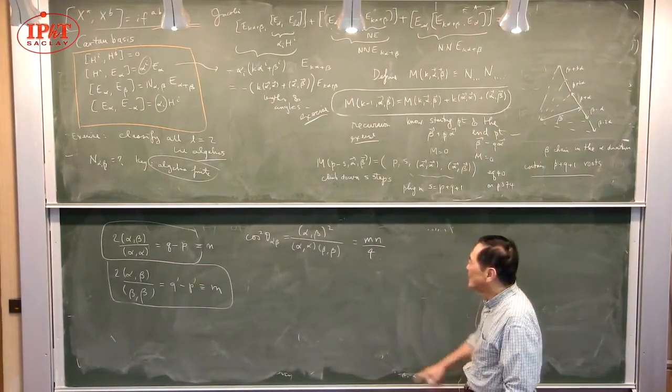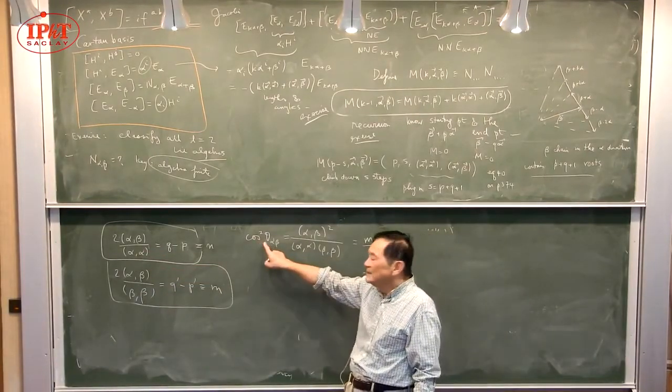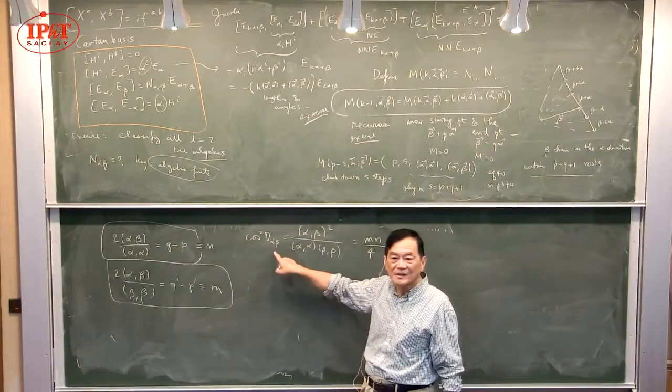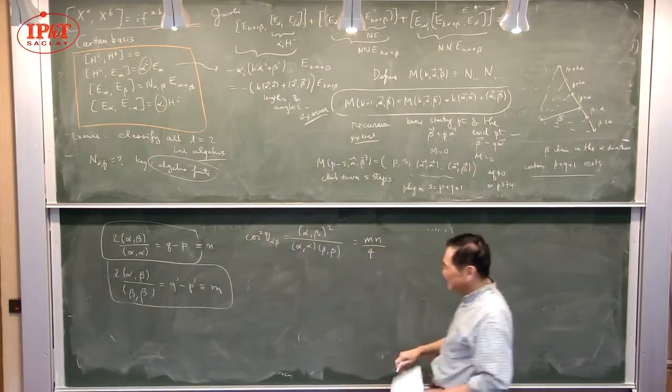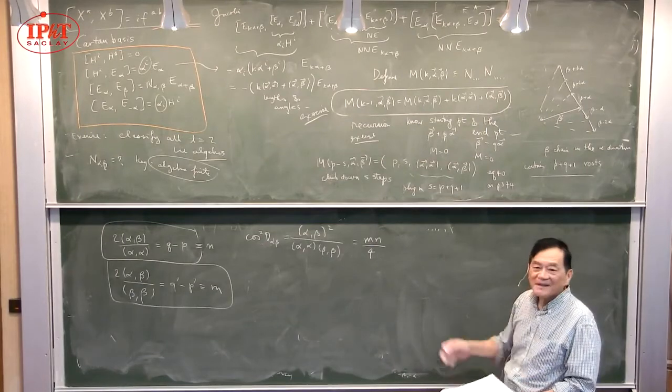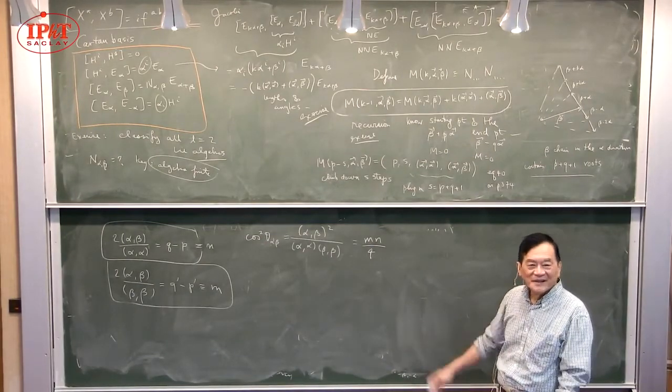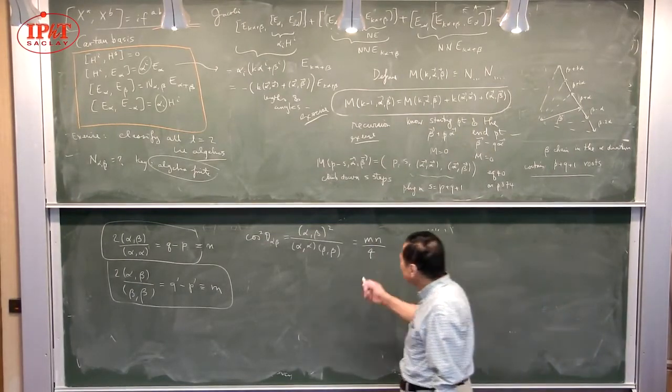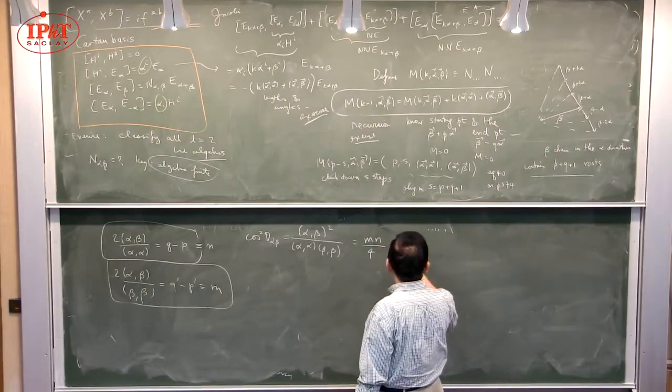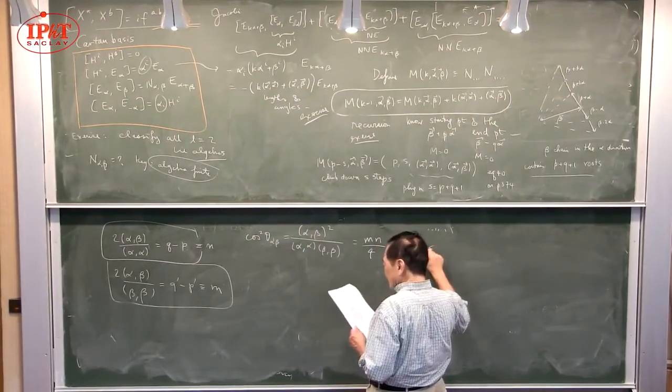It became the 4. This is obviously the cosine square of the angle between the two vectors is equal to this. Now, this is why there are only so many Lie algebras. Cartan observes that this implies mn.